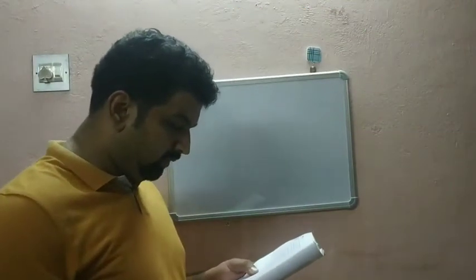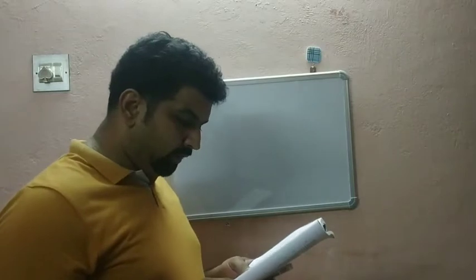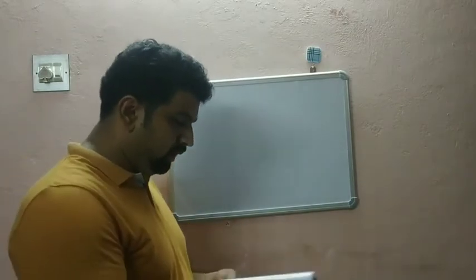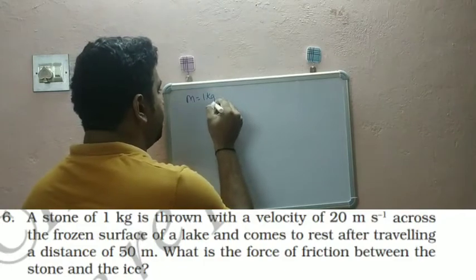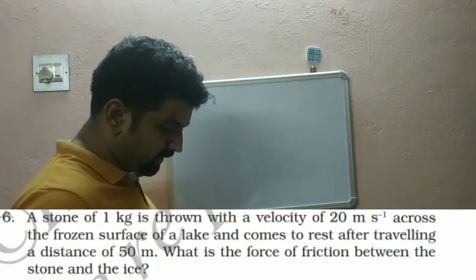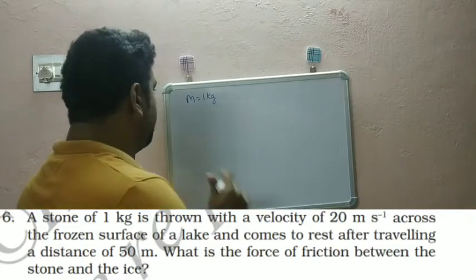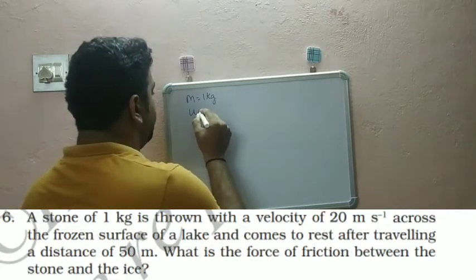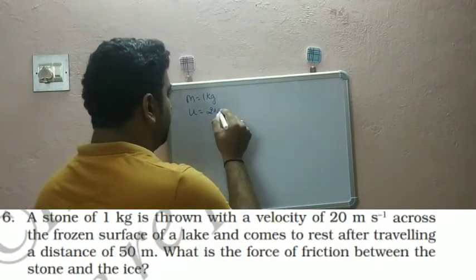Question number 6. A stone of mass 1 kg is thrown with a velocity of 20 ms minus 1. A stone of mass 1 kg, m is equal to 1 kg, and it's thrown with the velocity 20 ms minus 1. So the initial velocity u will be how much? 20 ms minus 1. Okay.